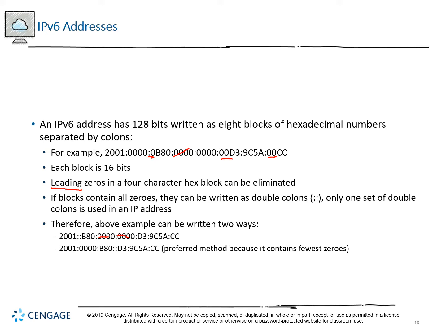The alternative would be 2001 colon 4 zeros, or just 1 0, B80 double colon D3 colon 9C5A colon CC. Because this contains the fewest amount of zeros, method 2 is considered to be preferred.